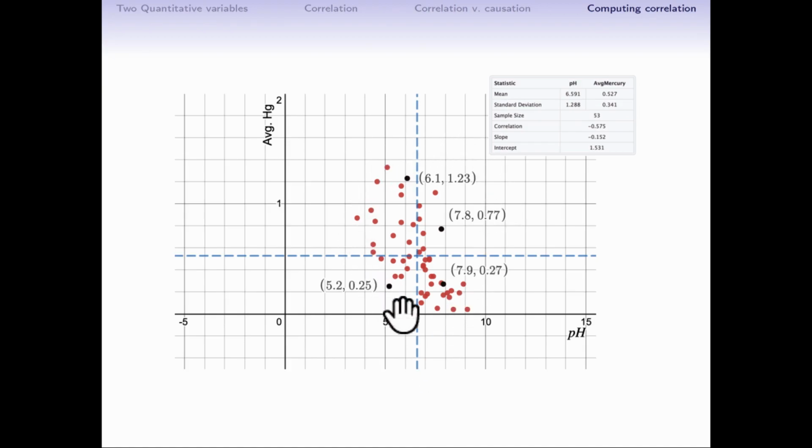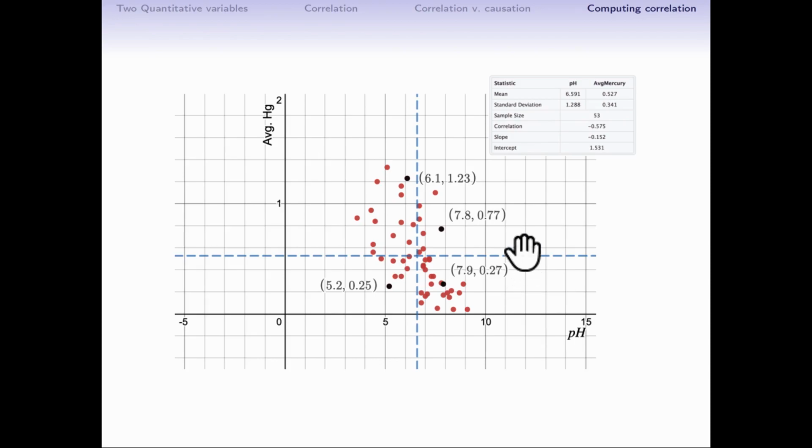You can do the same thing with the red and black dots here. You can project them down onto the y-axis. The mean mercury level is 0.527. So I drew a horizontal line through the mercury data at the mean of 0.527. So we've got a vertical line and a horizontal line that are given by the mean levels, in this case, of the pH and the mean levels of the mercury.